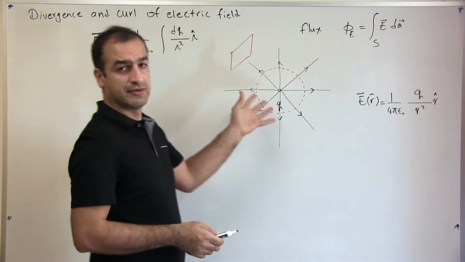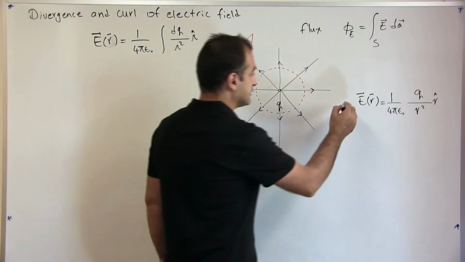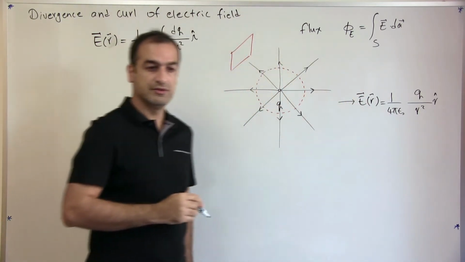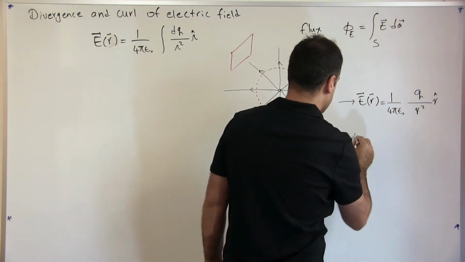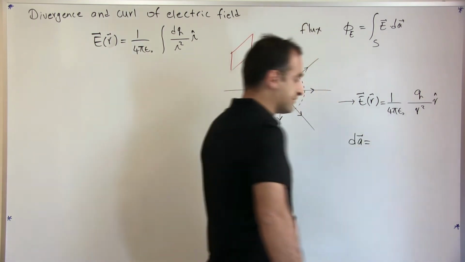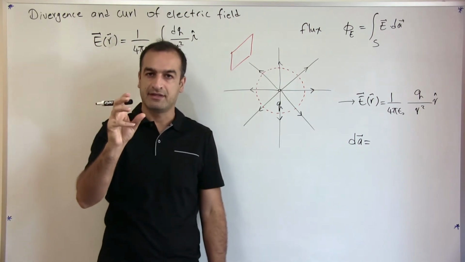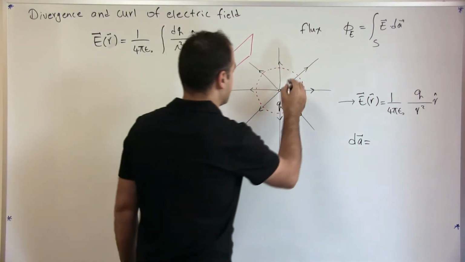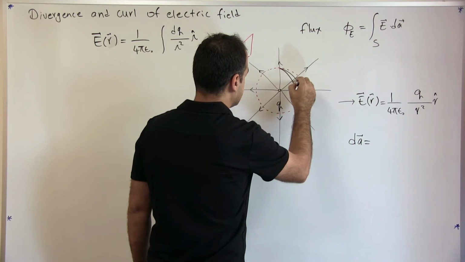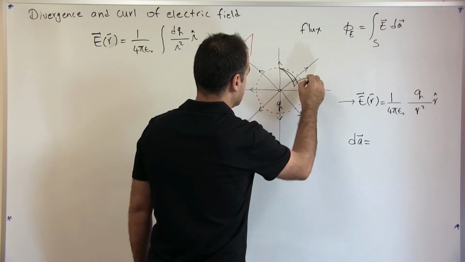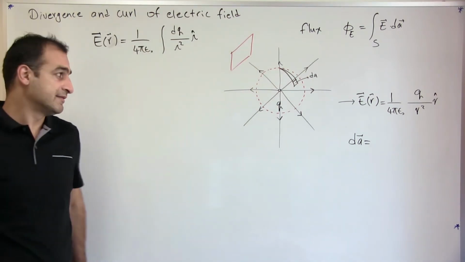I'm going to use spherical coordinates because I have spherical symmetry here. For the electric field, this is exactly the equation I want to use. For dA, I want to look at the dA in spherical coordinates, and this is the infinitesimal surface area on the surface of the sphere. So if you wish, we can show it like this. This area is technically my dA, a small area on the surface of the sphere.